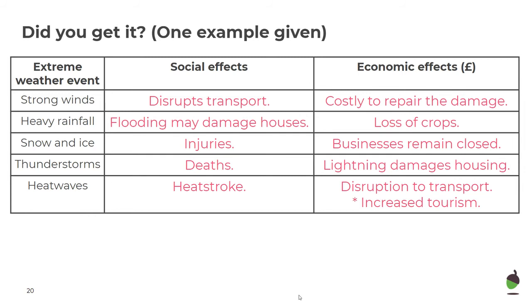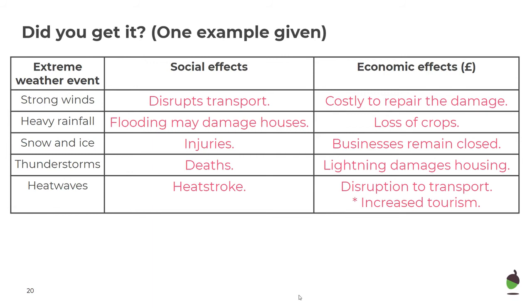For heavy rainfall, a social effect could be to do with flooding. Now, flooding might damage people's houses and it might actually damage some of their belongings. And this may cause stress and worry for people. They may have to leave their homes for a temporary period of time. An economic effect could be linked to loss of crops. If flooding occurs, farmers may find their fields submerged and therefore they may get their crops damaged, and that means they'll lose income from those crops.